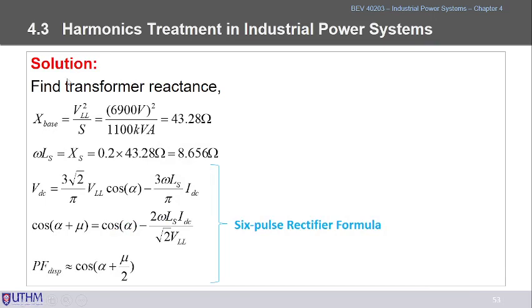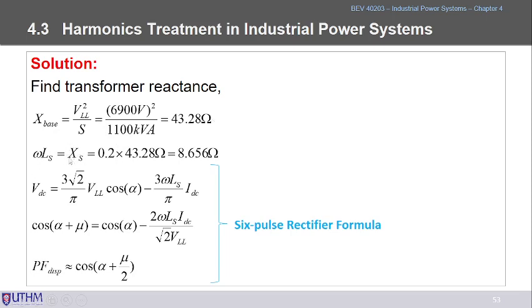So the solution is like this, and of course you need to find the transformer reactance first. X is equal to V square over S, and this is very common. This is to find the impedance base. We start from the secondary. Why do we start from the secondary? Because our load is at the secondary side. So we start with the secondary voltage, 6900 volts squared divided by the transformer rating. Then we obtain 3.28 ohm, and then we try to find the Xs.